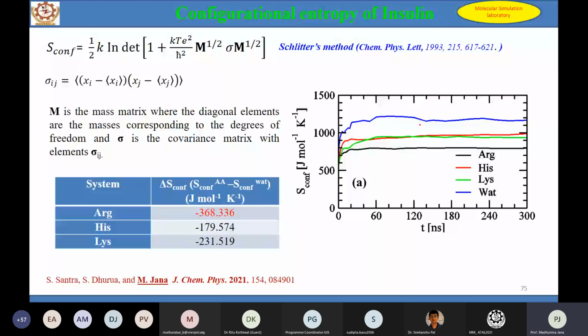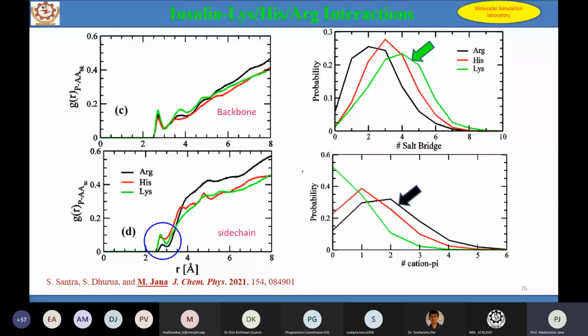So we have adopted Schlitter's method and calculated the configurational entropy using this expression, and the results are shown here. I'm not going into the details of it. We can also calculate the interaction between the solvent and the protein. We separated backbone atoms and side chain to know which one is interacting with the protein to a greater extent.